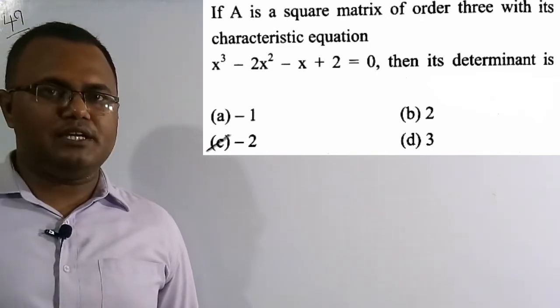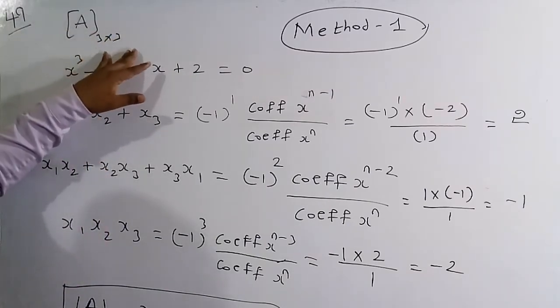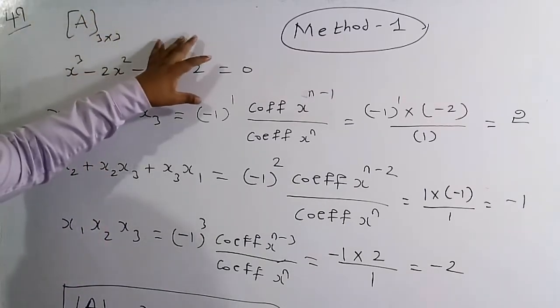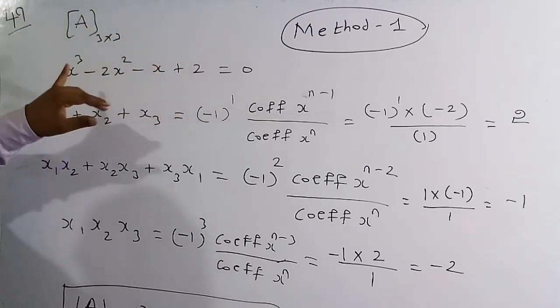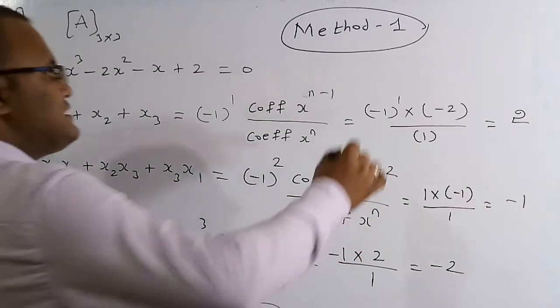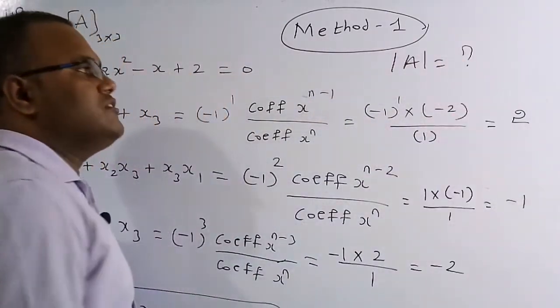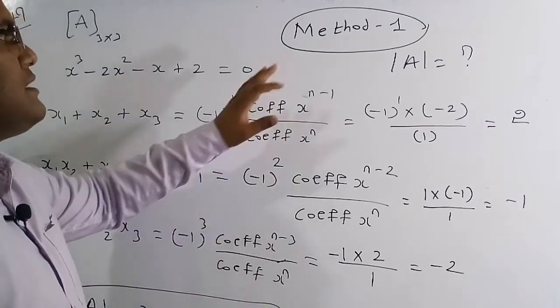So let's solve this numerical. Here they have given a matrix A of order 3 by 3 and also its characteristic equation, which is x cube minus 2x square minus x plus 2 is equal to 0, and we have to find the determinant of this matrix. Now I am going to solve this question by 2 methods. The first method is here.